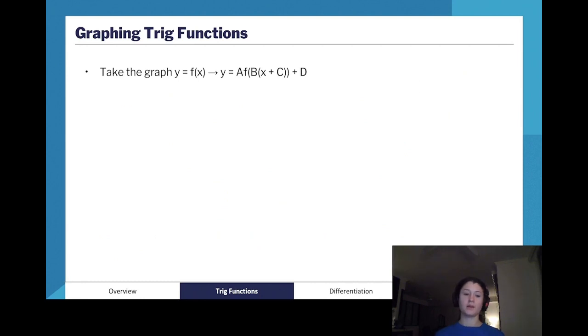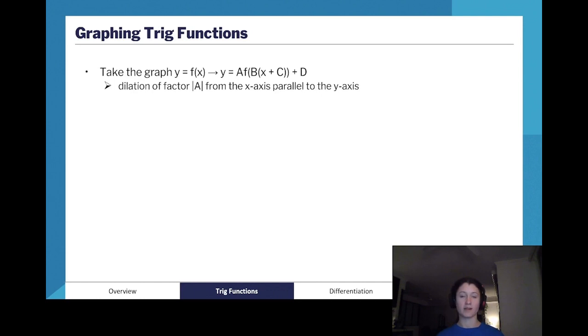Alright, now let's get on to graphing trig functions. So, let's take the graph y equals a function of bx plus c plus d. Right? What do you think all of these letters, a, b, c, and d, might mean for our function? Pause the recording and have a think about it.